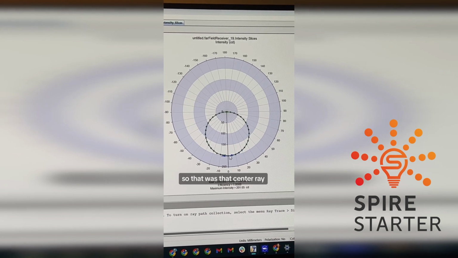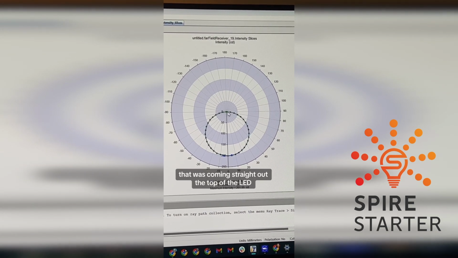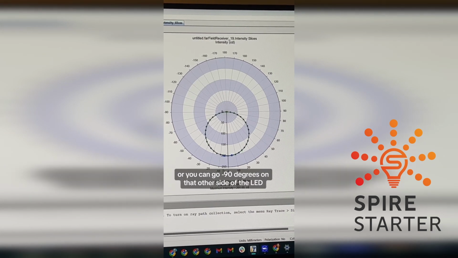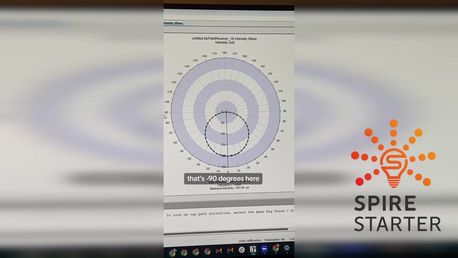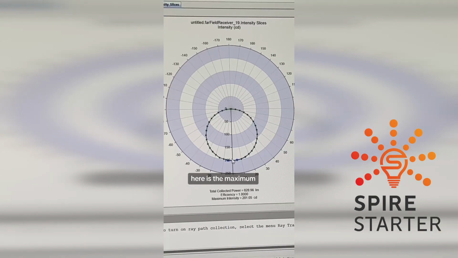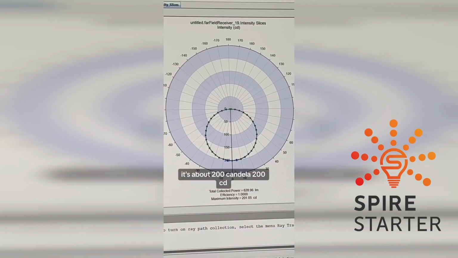So that was that center ray that was coming straight out the top of the LED. That's how much light we have coming from there. And then there's 90 degrees to the side of the LED, and that's 90 here, or you can go negative 90 degrees on that other side of the LED, and that's negative 90 degrees here. Now here's what full width half maximum means. Here is the maximum at 0 degrees. It's about 200 candela, 200 CD.